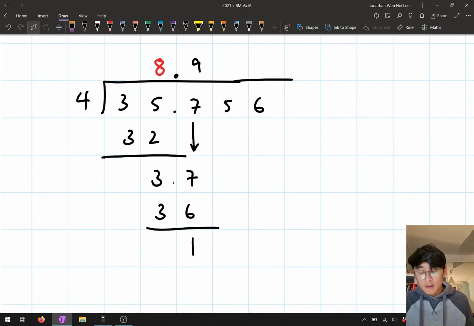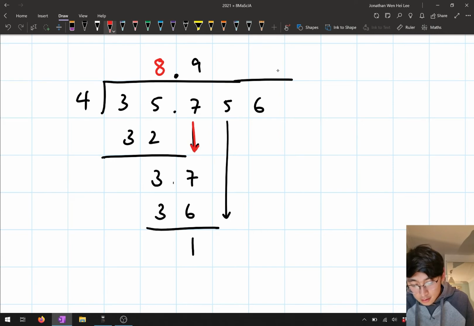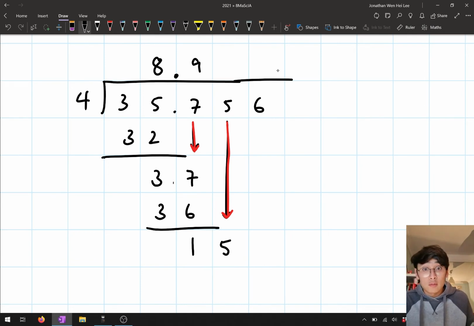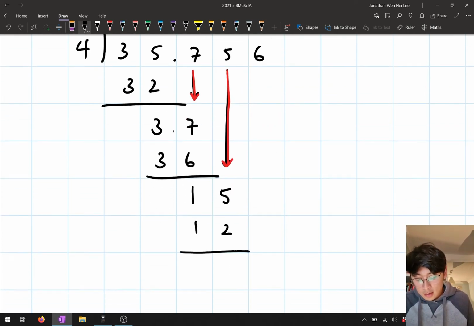Okay. Can 4 go into 1? 4 can't go into 1, so I'm going to need to drop the next digit down into here. So here, let me just draw these arrows. These red lines are the steps I'm doing. The black is what I actually write down. So I need to drop down the next one. So I've got 15. Does 4 go into 15? Yeah, it goes into 15 3 times. So I'm going to write 3 at the top. 3 times 4 gives me 12, which means that I have a remainder of 3.